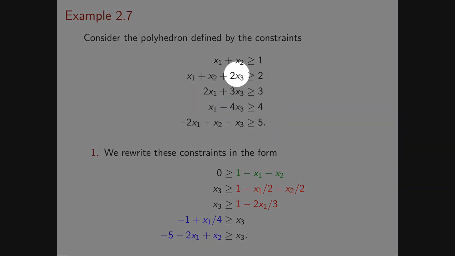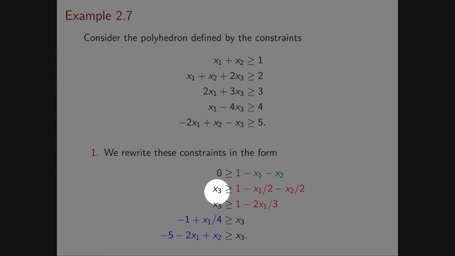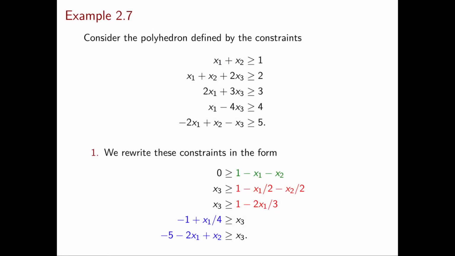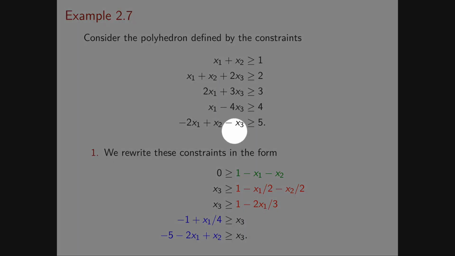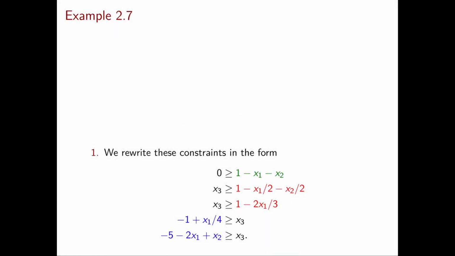Then the second and third inequalities have a positive coefficient of x3, so we will obtain two lower bounds on x3, and here they are. Finally, the remaining two inequalities have a negative coefficient of x3, and so we will obtain correspondingly two upper bounds on x3. So in the next step, what do we have to do?